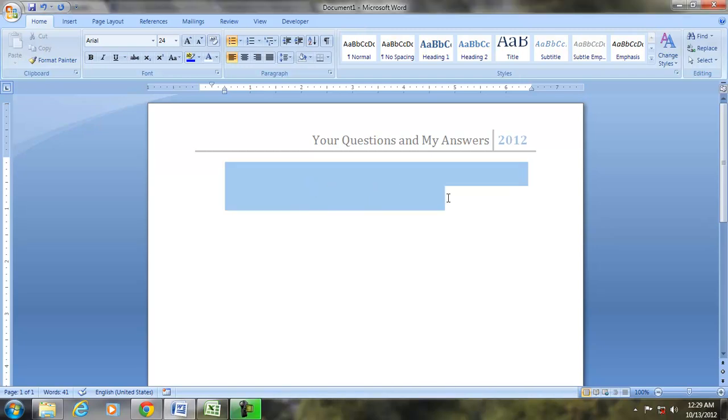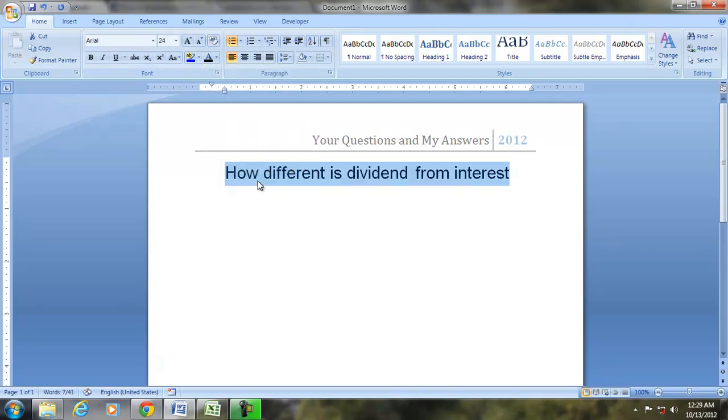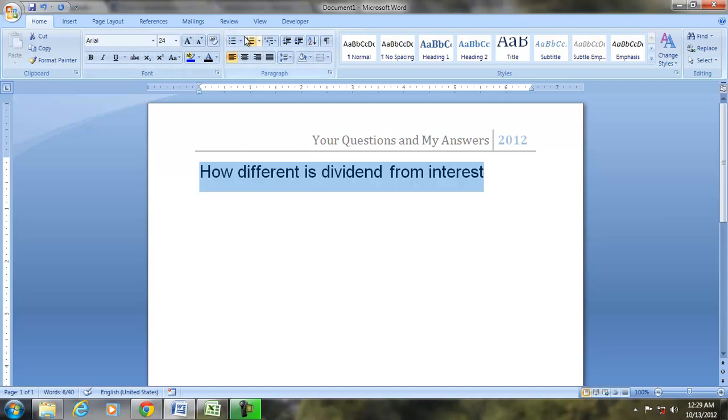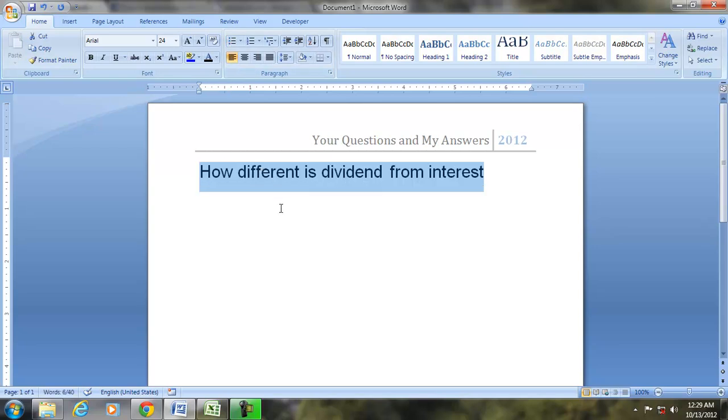Today's first question is how different is dividend from interest? Dividend is a distribution of profit, whereas interest is an expense.